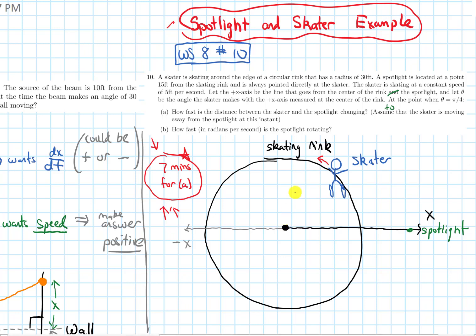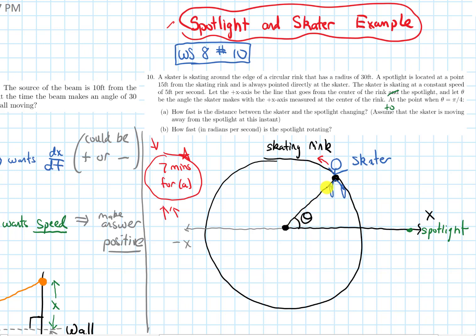The problem also mentions this angle theta. Theta is the angle the skater makes with the positive x-axis. So if I draw a line from where the skater is to the center, that angle it makes with this positive x-axis, I'm going to call that angle theta. That's what the problem says. And I need to assign a variable there because that's changing over time. As the skater moves, this angle is changing. In this case, it's going to get bigger. Alrighty. And the instant that we care about is when theta is equal to pi over 4. So I've roughly drawn the skater at a place where that angle theta will be pi over 4.